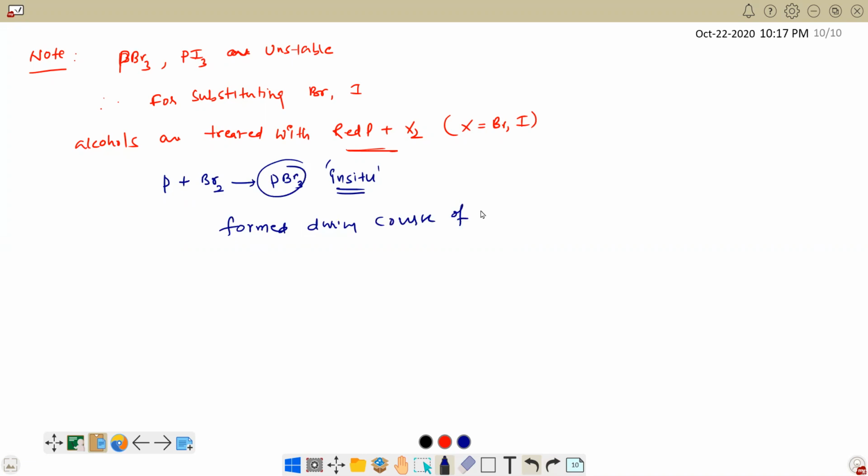Like this, you can write the reaction: alcohol ROH plus Br2 and red phosphorus, we will get RBr. So this is about the preparation of alkyl halides from alcohols.